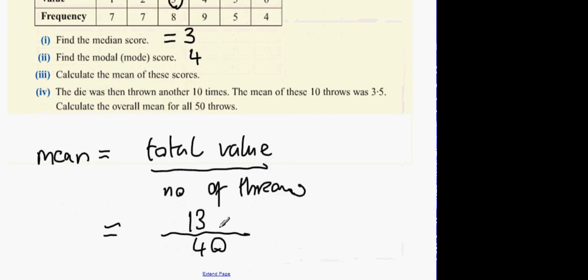Now, 130 divided by 40 is, anybody? 3.25. It means your average value is 3.25.